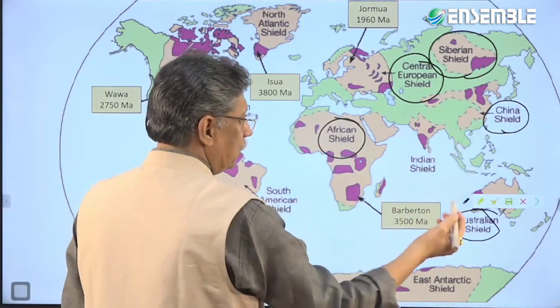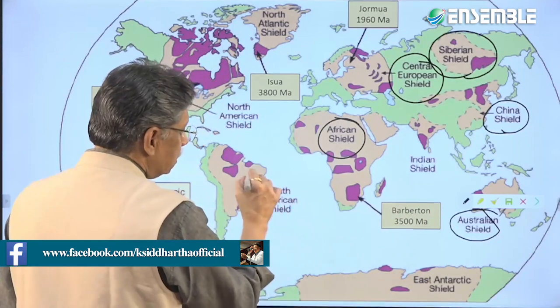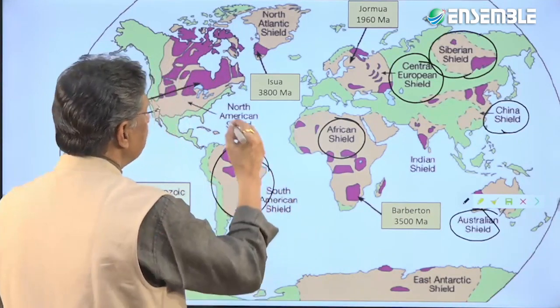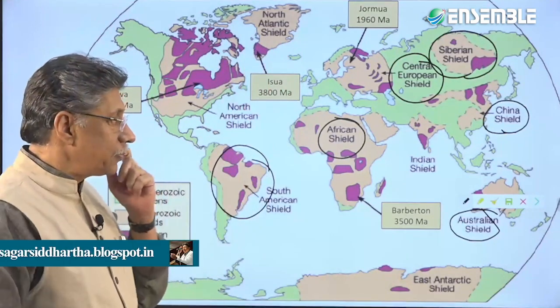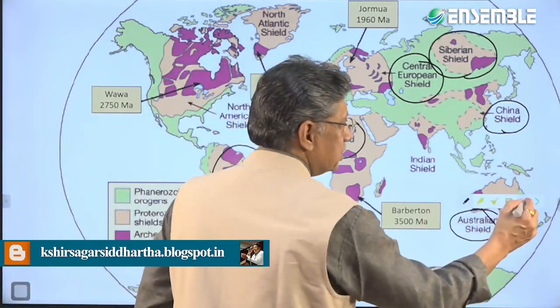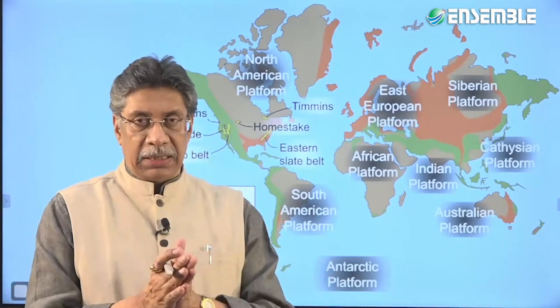Africa is all in all a shield, and there are some small sections of it, Barbaton. The South American shield is going to be a part of it, and not to talk about North America, the whole of the northern portion is a part of it, and it's an extension of it. Now, having talked about the shields, there is a third part as well.